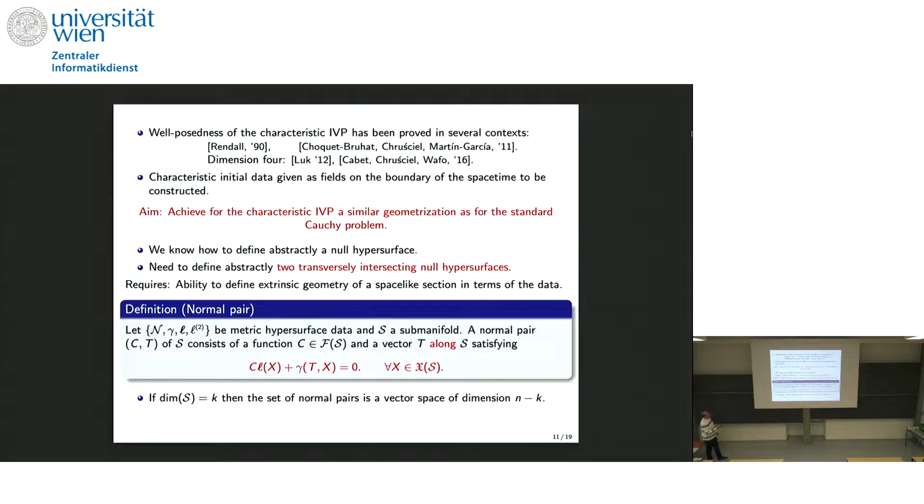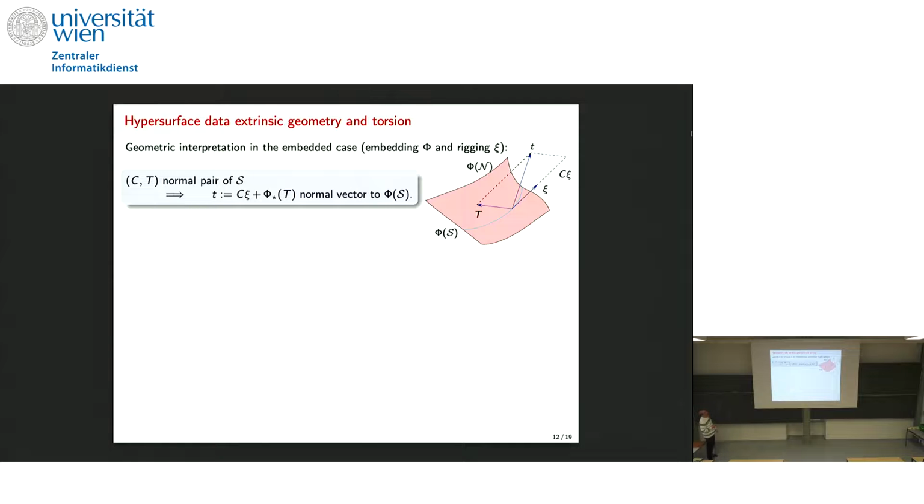Now, what is the geometrical interpretation of this? It's very simple again. If you give me a normal pair C, T, and we are in the embedded case already, so I can talk about spacetimes or ambient manifolds, I can then push forward this T vector, and I can add C times this rigging vector psi. This, of course, is a vector along phi of S, and this vector is a normal vector to phi of S. So I'm just, again, encoding the information about the normal vector into some function and some vector.